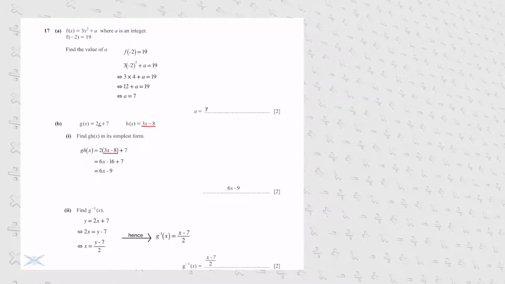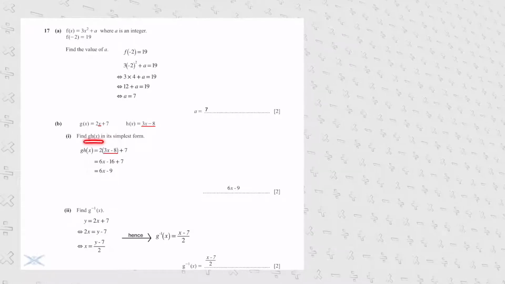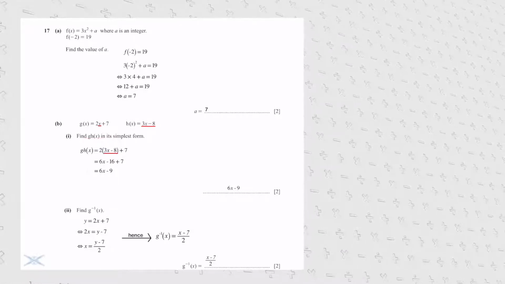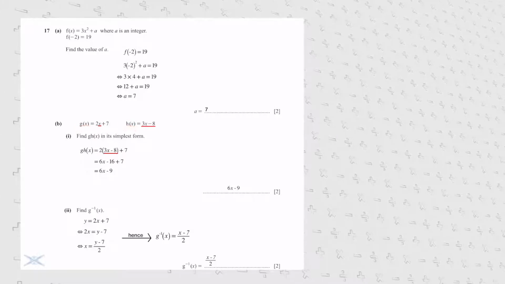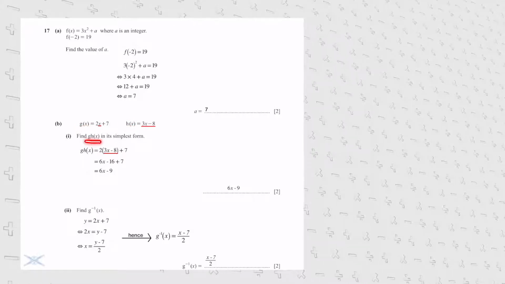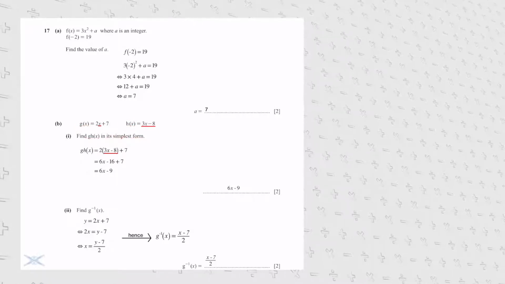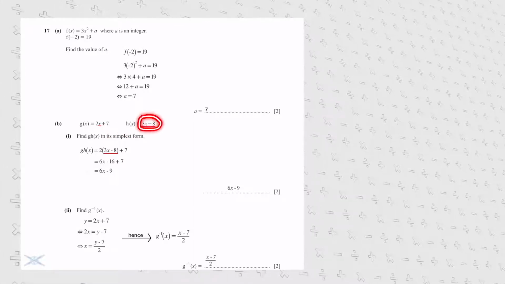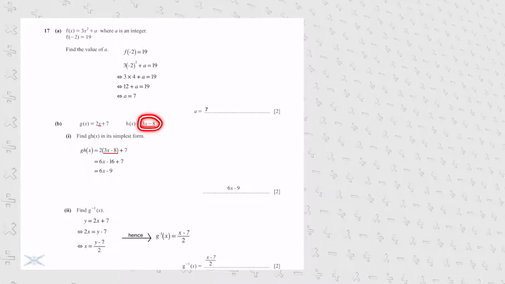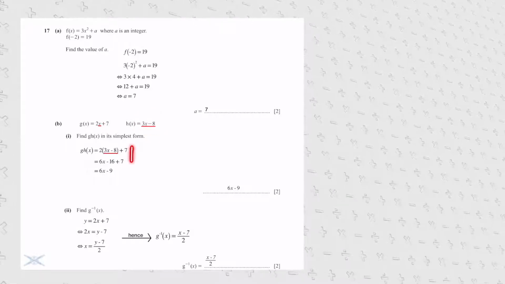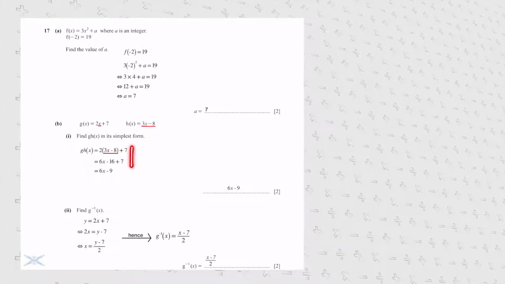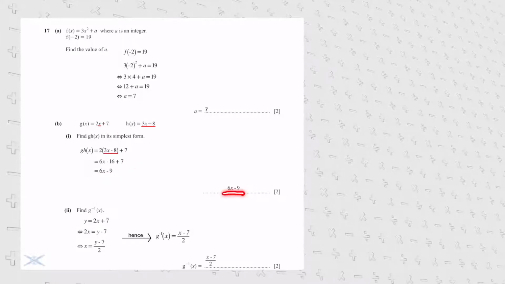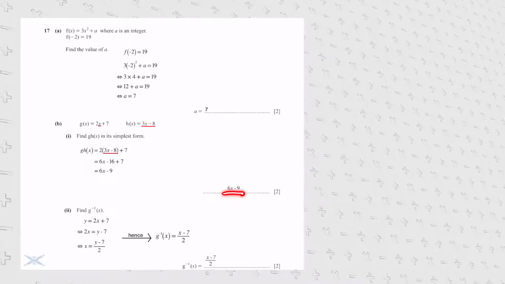Exercise 17b1 explores composition functions. In this case, the functions g and h are given, and we need to determine g of h of x in its simplest form. To do that, we substitute the variable x in g of x with h of x, which equals 3x minus 8. After this is done, we first expand the equation and then simplify it in the final step. So our solution for this exercise is 6x minus 9.